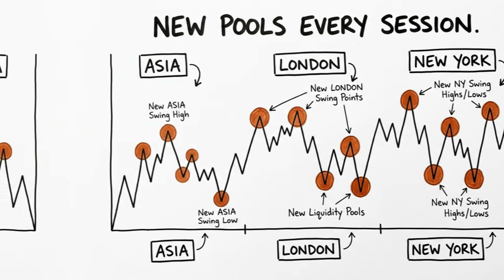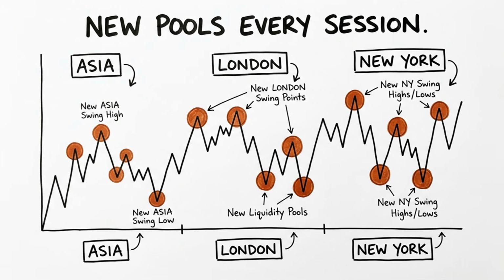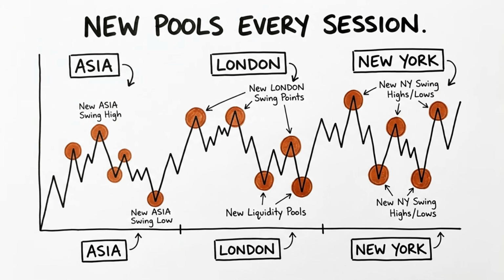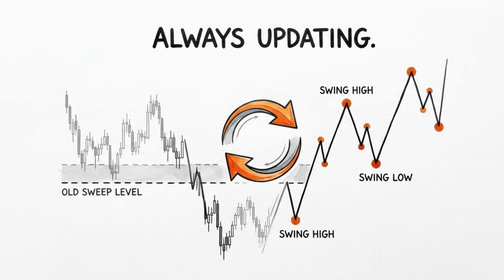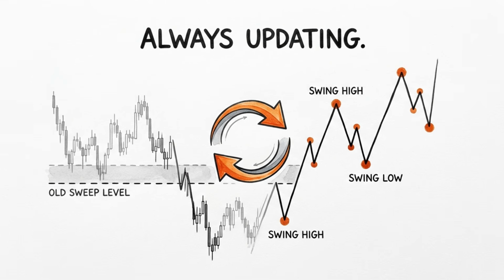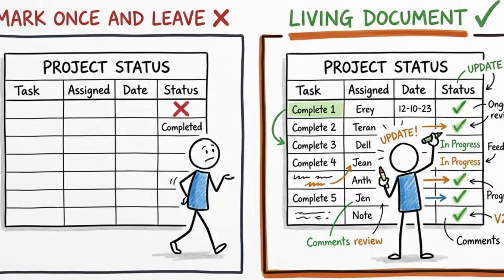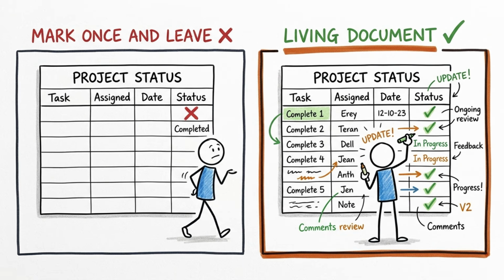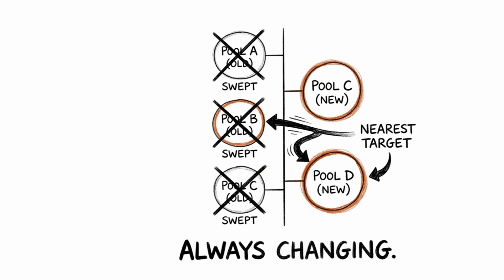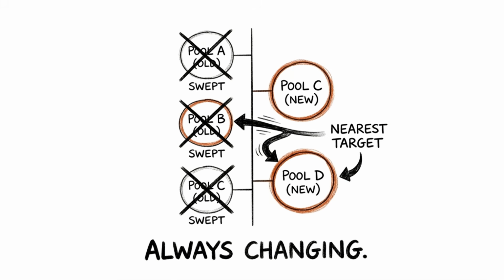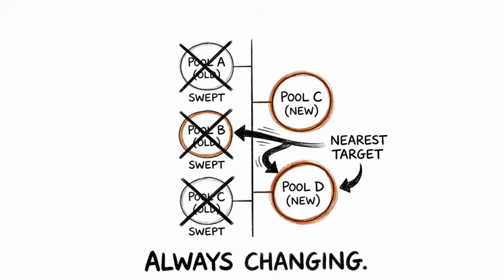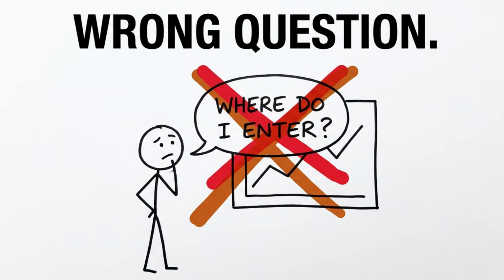Here is something most traders miss. Liquidity pools form constantly. Every session creates new swing points. Every sweep creates a new structure. The chart is always updating, which means your liquidity map must update with it. Do not mark a chart once and walk away. The live chart is a living document. New pools form, old ones get swept, the nearest unswept pool changes. Your job is to stay current with what the chart is showing you right now, not what it showed you 3 hours ago. Here is the mindset shift.